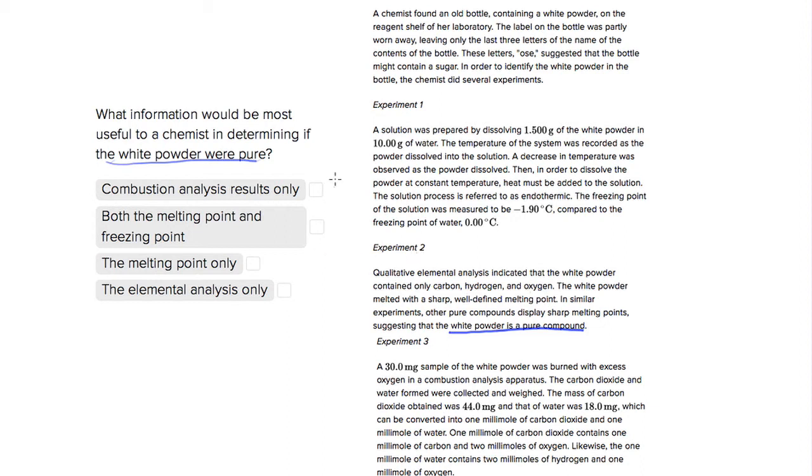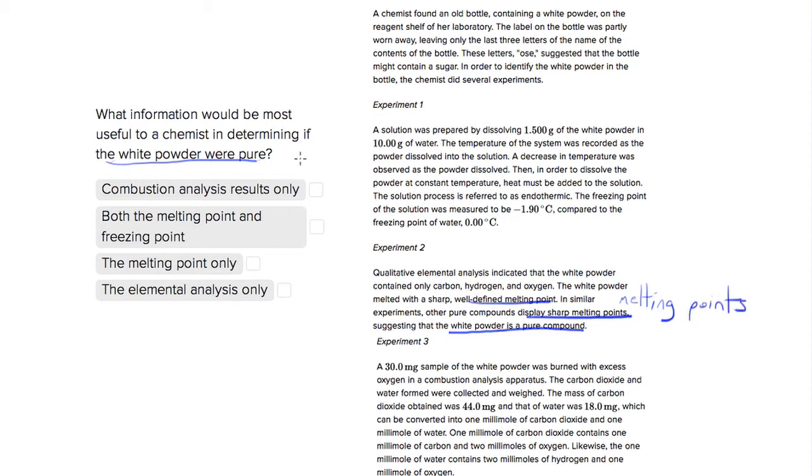Experiment 2 is an experiment based on melting the white powder. So we're going to try to find the well-defined melting point. And the experiment tells us that in similar experiments, other pure compounds display sharp melting points. So this suggests that melting points are something important in determining the purity of a compound. So we definitely want something with melting points.